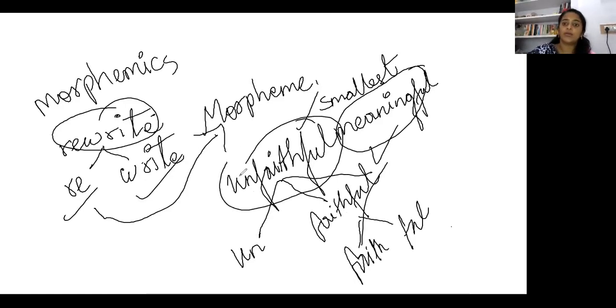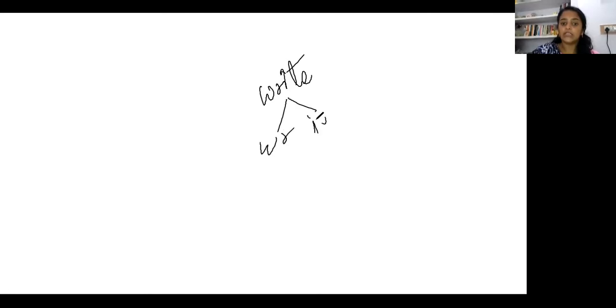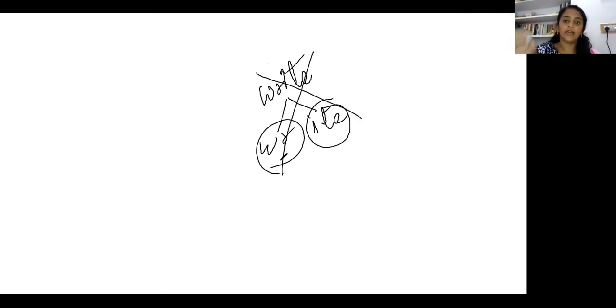So that is what morphemes are. Morphemes are the smallest meaningful units. When we saw the example of rewrite, write is the morpheme that we got. If I try to break down write again into r and eat, does it make any sense? No, it does not have any meaning. And that is why this is not a morpheme.